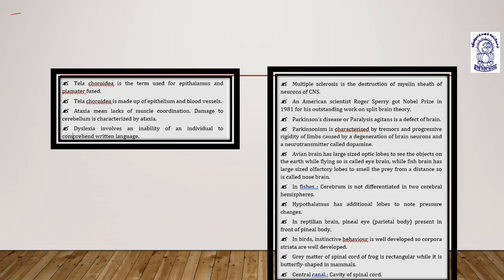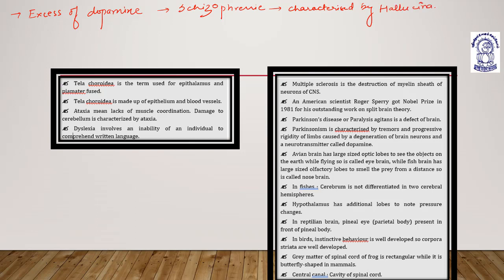Because of excess of dopamine, a condition named schizophrenia occurs. Schizophrenia is characterized by hallucinations leading to psychotic behavior.